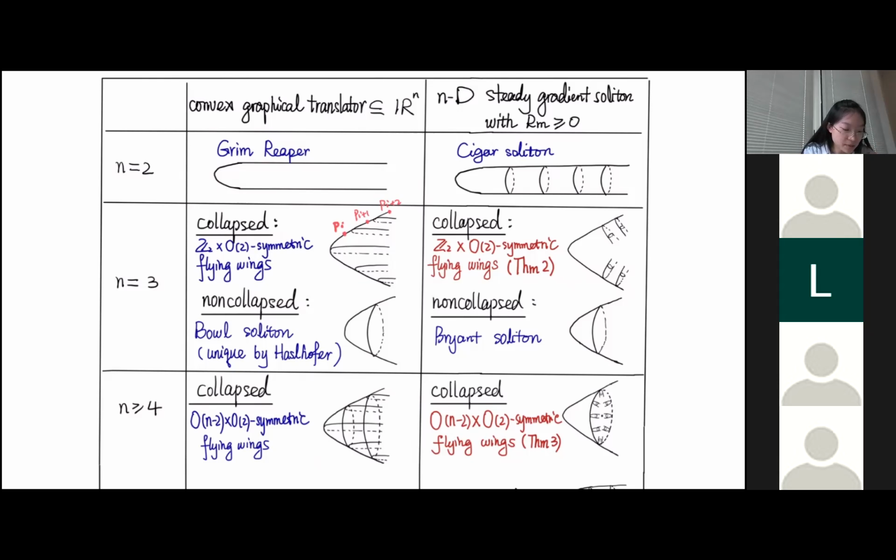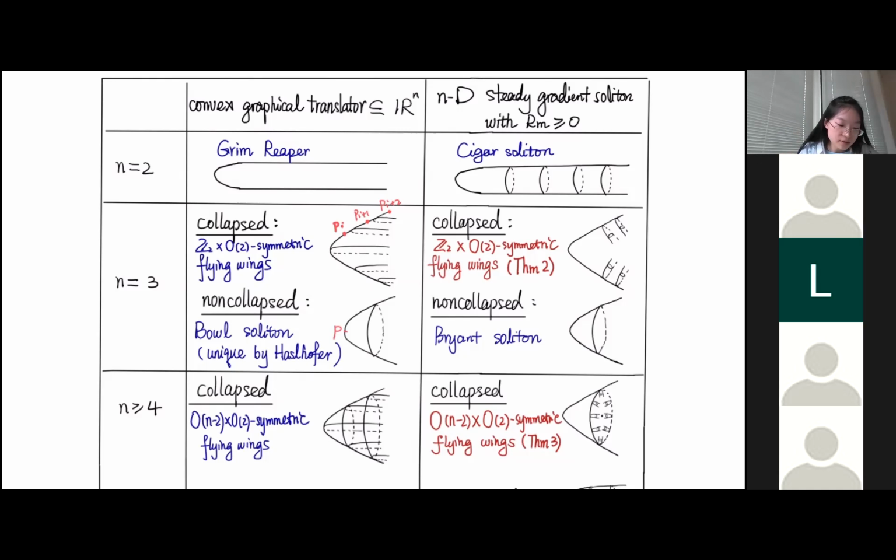So this is the collapsed examples, and then for the non-collapsed examples, you have the bowl soliton, and it is shown by Haslhofer that it is the unique such soliton if you assume this non-collapsedness. This bowl soliton, as we explained before, is rotationally symmetric, and it opens up like the square root of r. r is the distance to the tip, right?